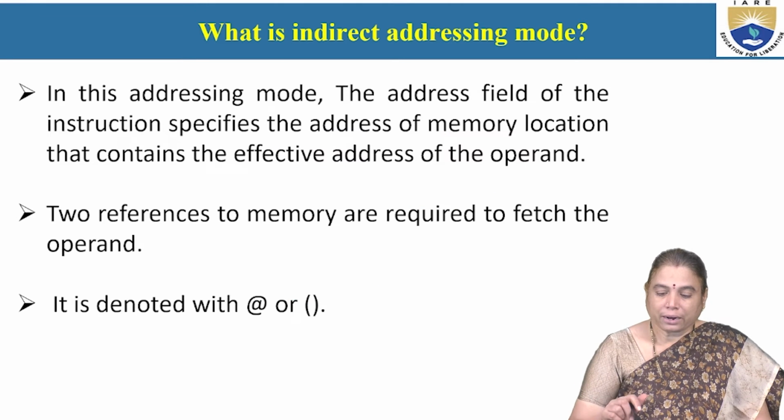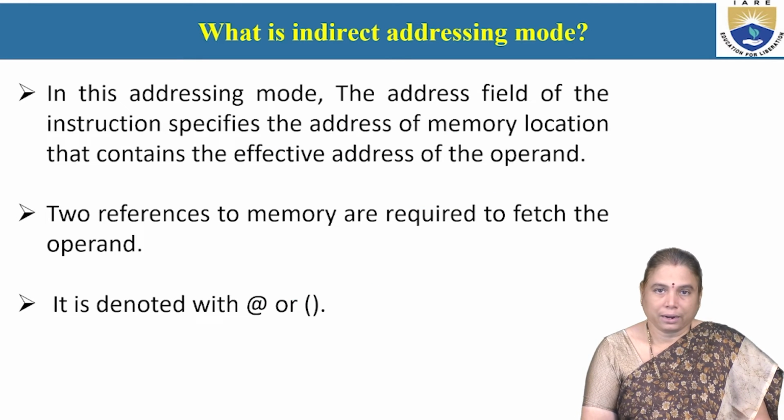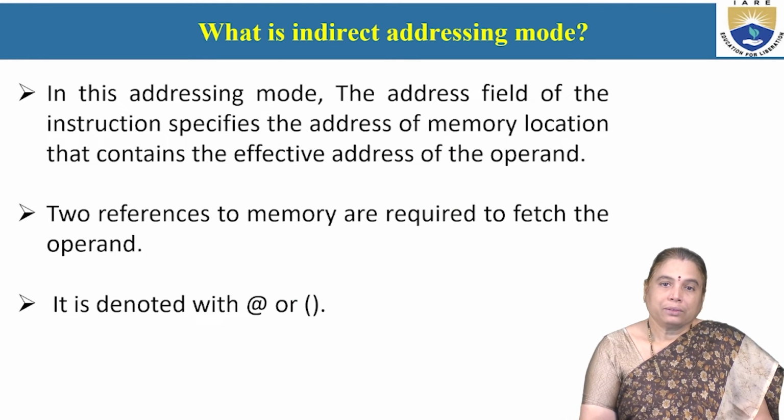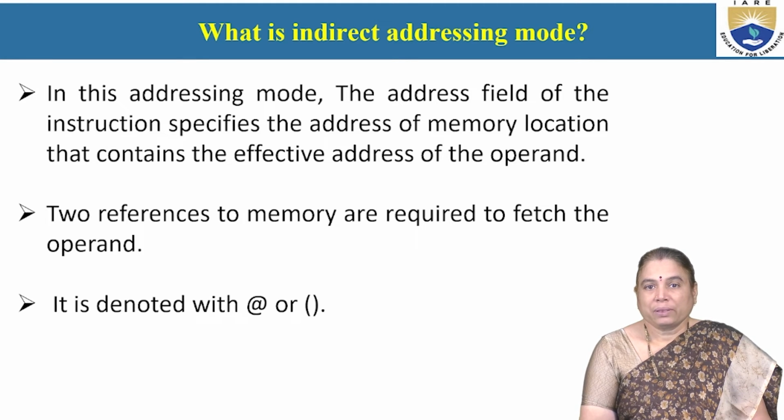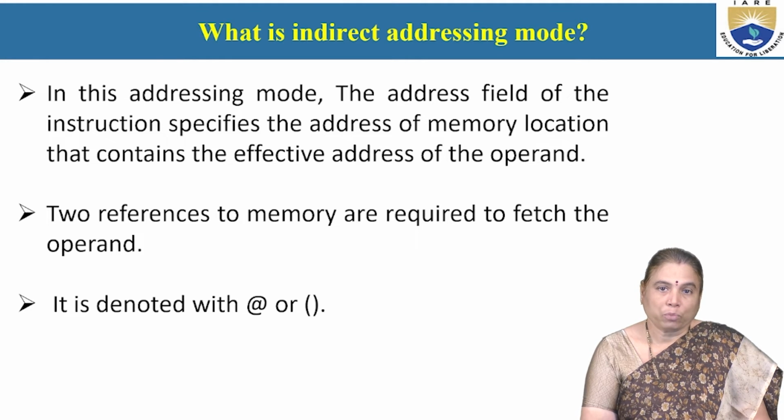How can the system recognize that it is an indirect addressing mode? In the instruction format, the I value specified at the 15th bit tells us. If the I value is equal to 1, then it is an indirect addressing mode. So, two memory cycles are required to fetch the required operand value.